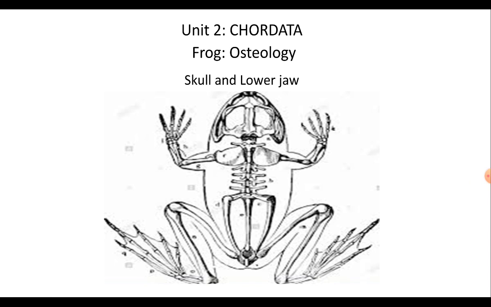Well students, in the previous sessions we had learnt about the general characteristic features of amphibians and classification of living amphibians up to orders with examples, and we also learned about the origin of amphibians, the transition from water to land. Students, in this session let us learn in detail about the bones of skull and lower jaw in frog osteology under paper 3 chordata.